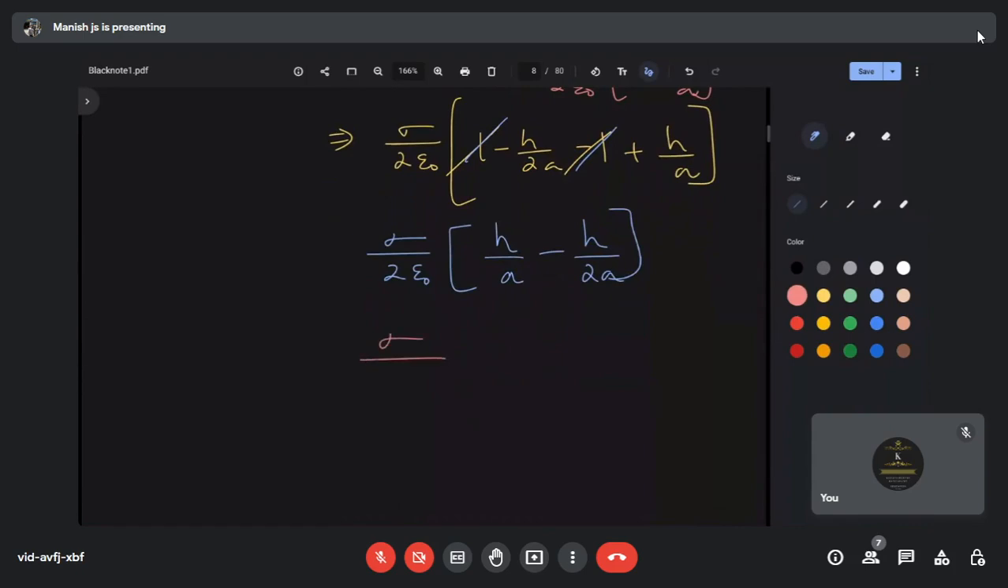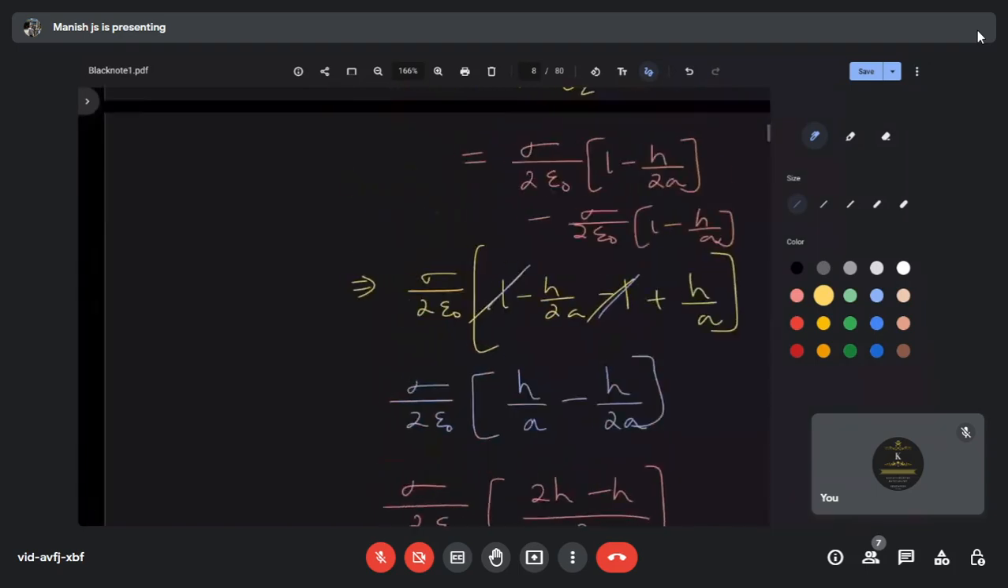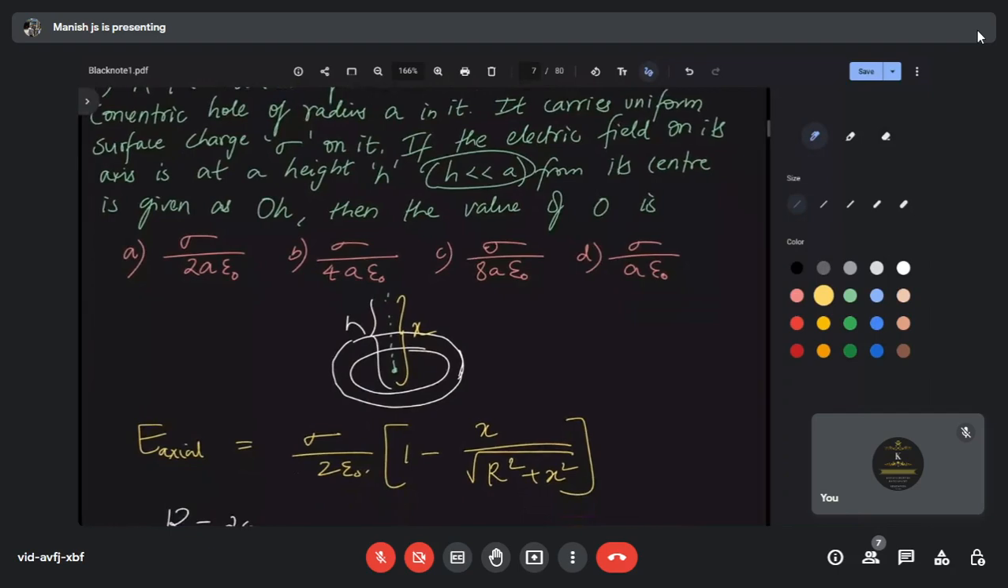LCM simplification. LCM of a and 2a is obviously 2a, and on top 2h minus h. So final answer is sigma by 2 epsilon naught times 2a, 2h minus h is just h. 2 will get multiplied with 2, so sigma h upon 2 twos are 4 epsilon naught a. So this is the term: sigma by 4 epsilon naught a into h. So in terms of the constants is what they are asking. So the answer is option A.